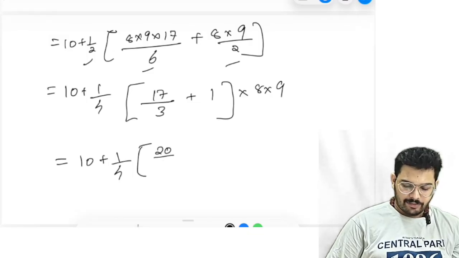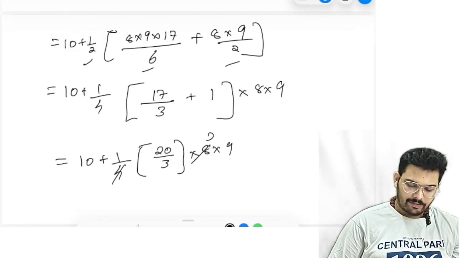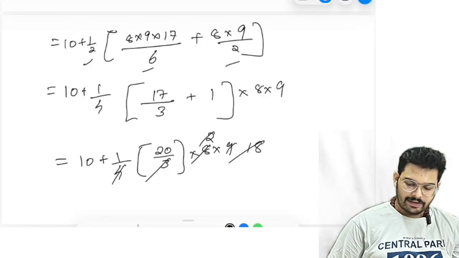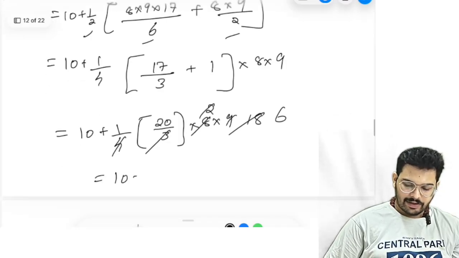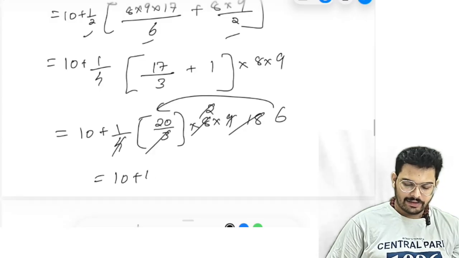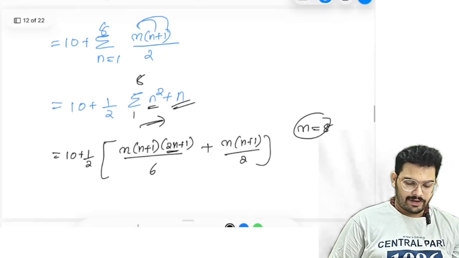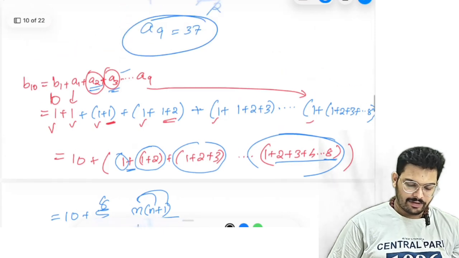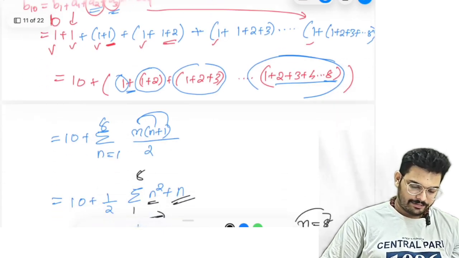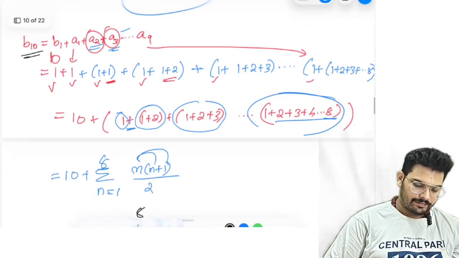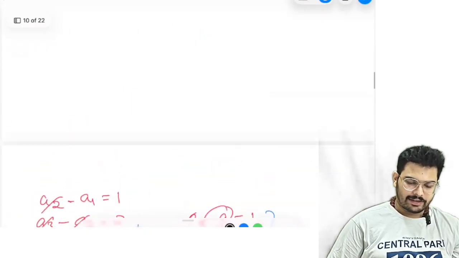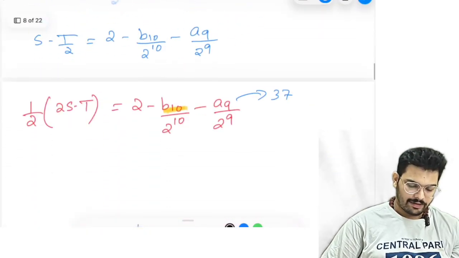Now when you simplify this one, this will be 10 plus 1 by 4 into, this will be 20 divided by 3 into 8 into 9. When you cancel this one, it will become 2 and it will become 18. So 8 and 3 will be cancelled, 18 and 3 will be cancelled, it will become 6. Therefore this value will become 10 plus 6 into 20, that is 120. That means b10 equal to 130. We have simplified the expression for b10. This is b10 equal to 130. So we can substitute this value over here.